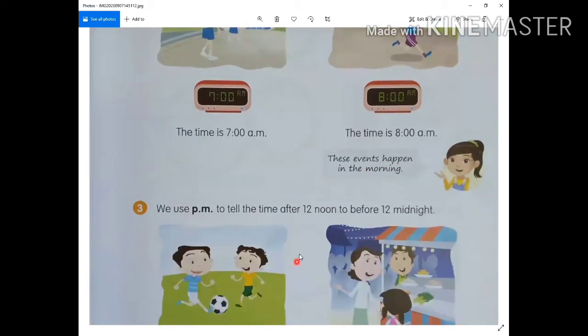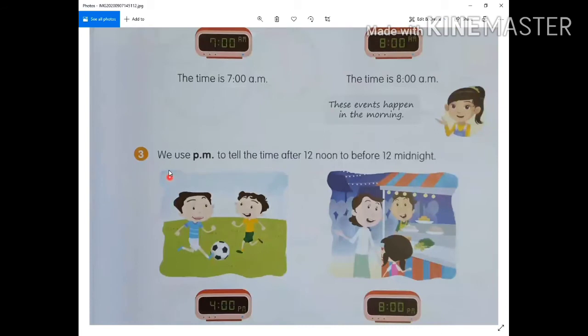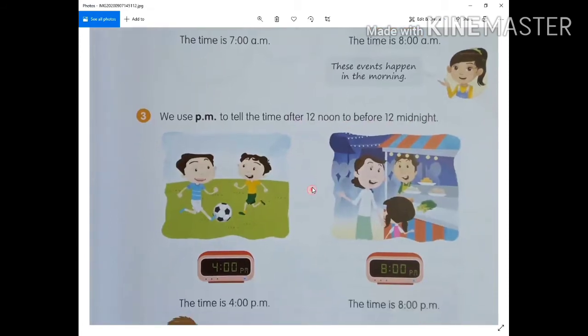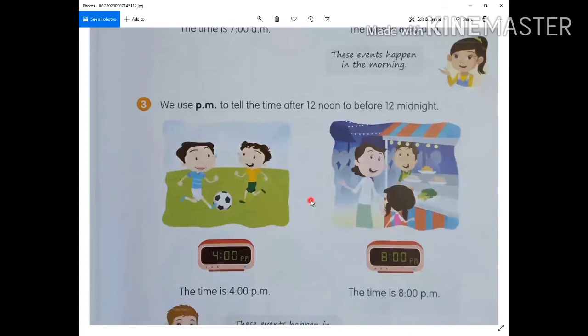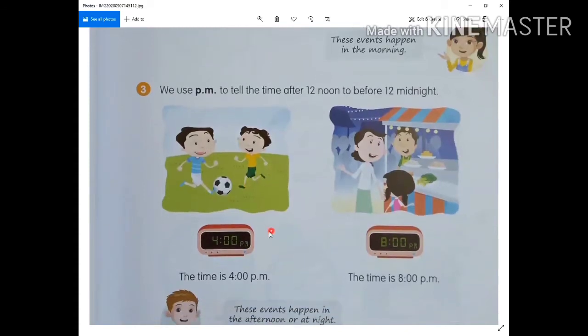Number 3, look at the sentence. We use PM to tell the time after 12 noon to before 12 midnight. Look at the activity. They are playing football. Look at the time, 4 p.m. So the time is 4 p.m. in the afternoon, right?